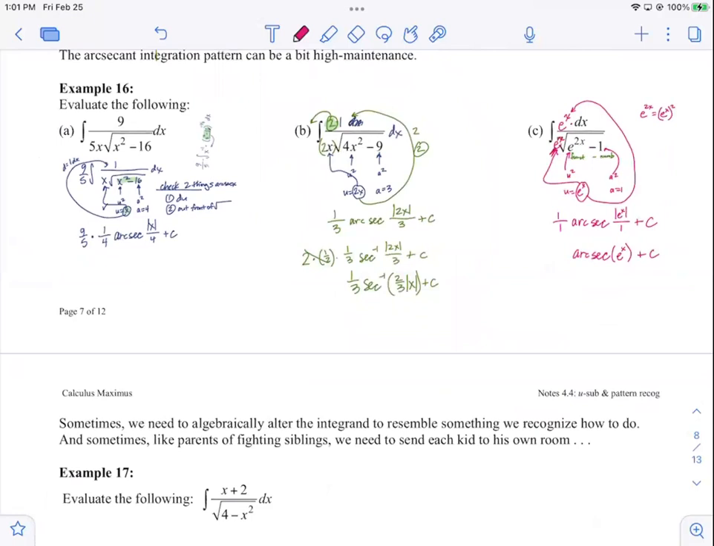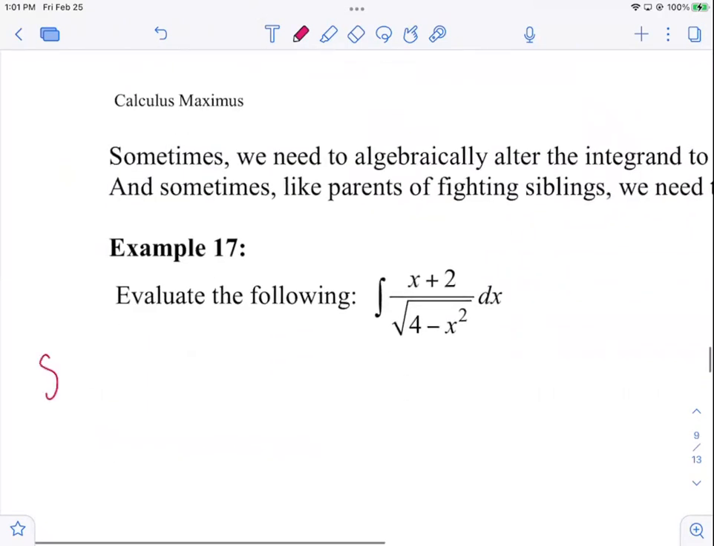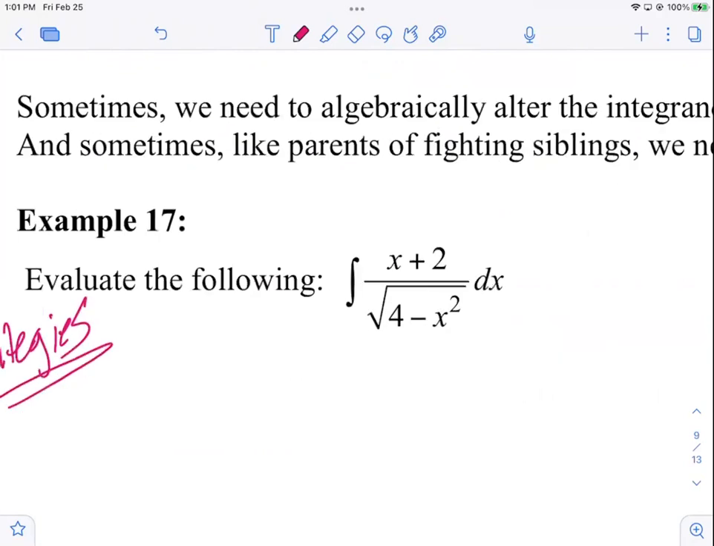All right. Now, that's the end of the AB integration techniques, but there still are some strategies that we need to look at. Okay. Strategies. So that's what we start with, example 17. And we've seen some strategies.